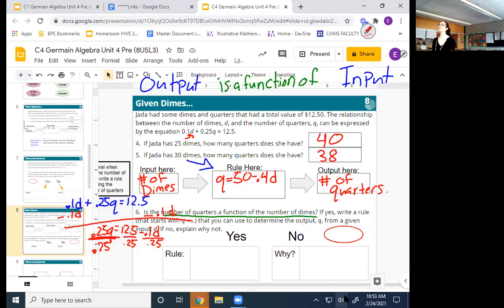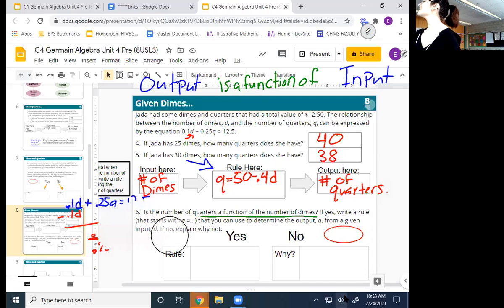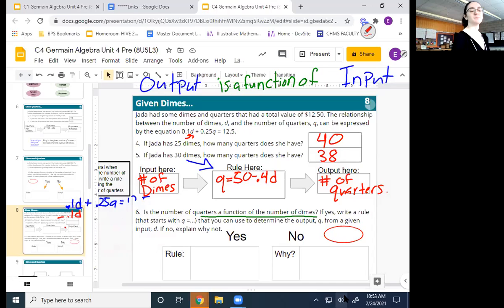So if we looked at this function statement down here, is the number of quarters a function of the number of dimes? What did you think for this piece down here for number 6? Is that a true statement?